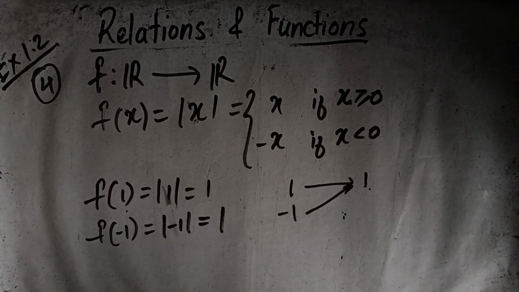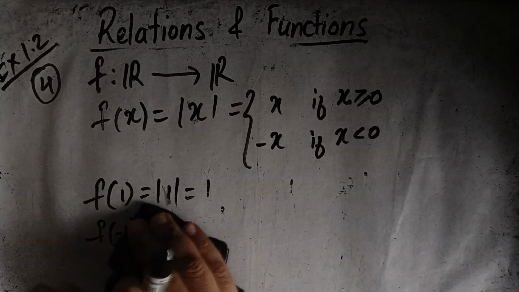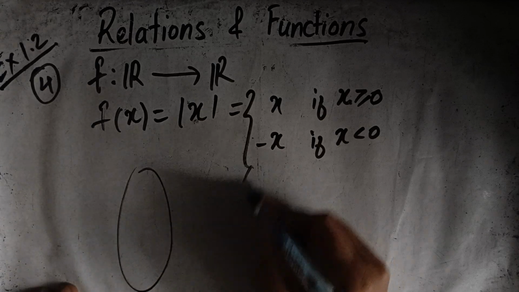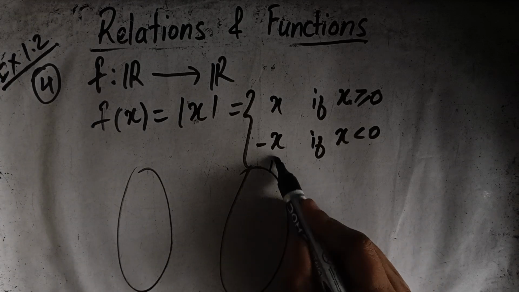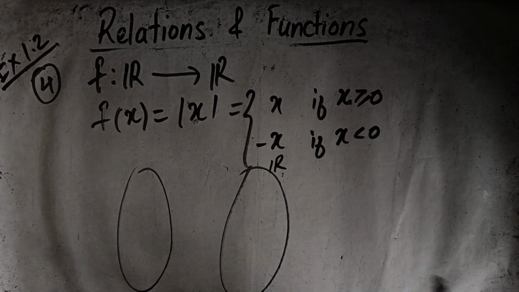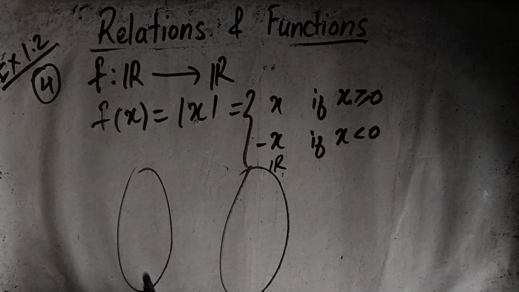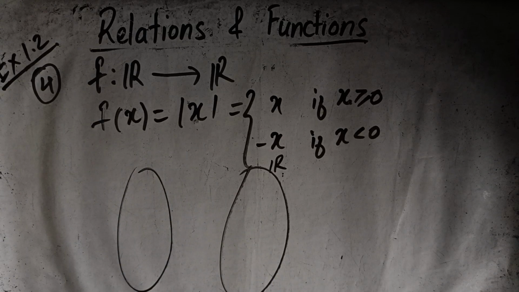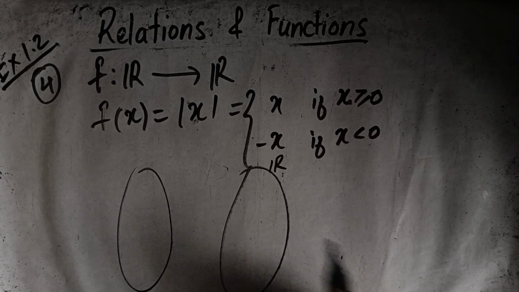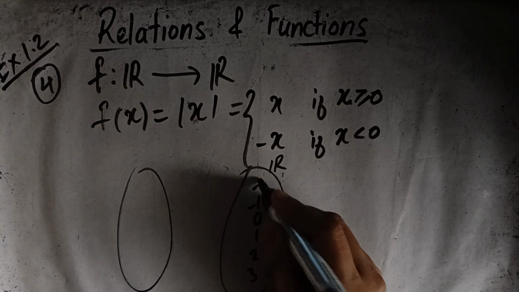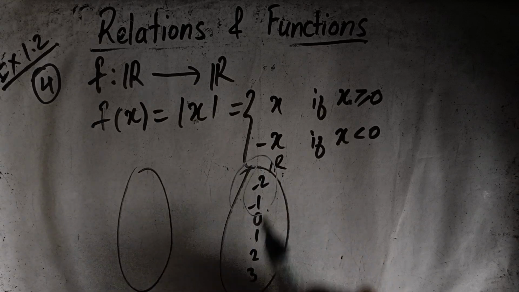So it is not 1-1. Okay, let's write for onto. The codomain is the whole of R, which means there are negative numbers also, right? And this function is going to positive numbers only. So if you take 0, 1, 2, 3, minus 1, minus 2, these negative numbers are left out.